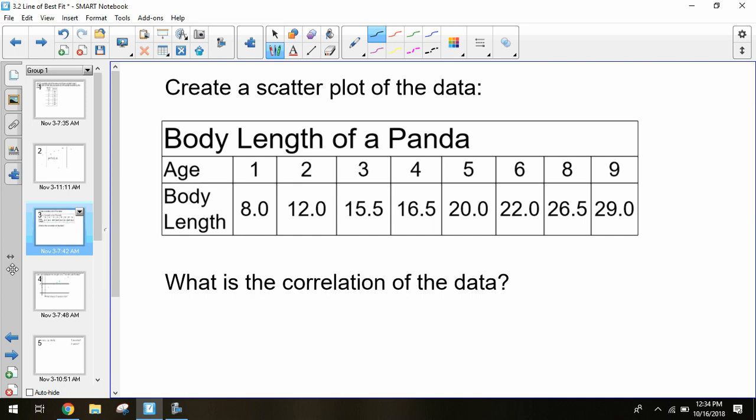Graph this data with the scatter plot. Figure out what your correlation is, just like the last problem. Your age is going to be your x. Your body length is going to be your y. So figure out what's the highest point, how far do you need to go, what should be some numbers you can use. Do I want to go by 5? Do I want to go by 2s? Figure out what you want to go by and graph that data, and then we'll talk about the line of best fit when you get that.